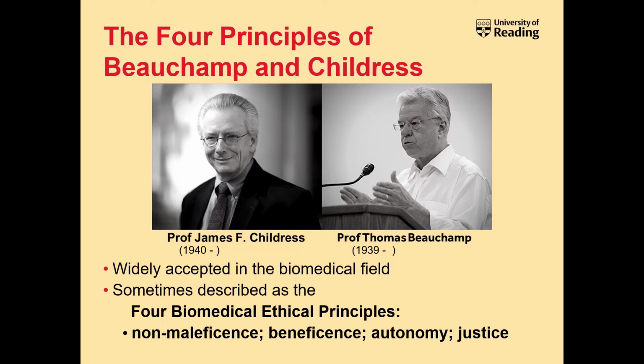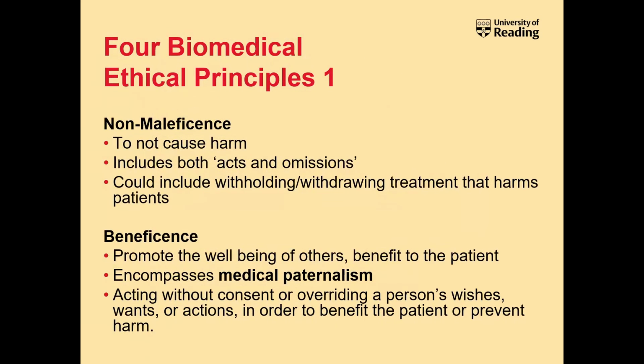So now we're going to move on to the four principles of Beauchamp and Childress, two philosophers from the 20th century. These four principles are widely accepted in the biomedical field, and they're sometimes described as the four biomedical ethical principles. And they are non-maleficence, beneficence, autonomy, and justice. So we'll look at what these principles mean first of all.